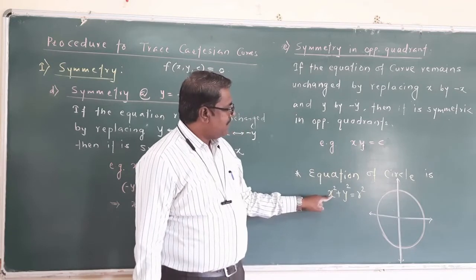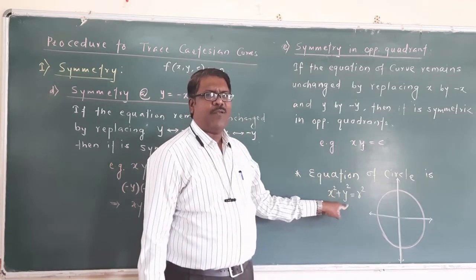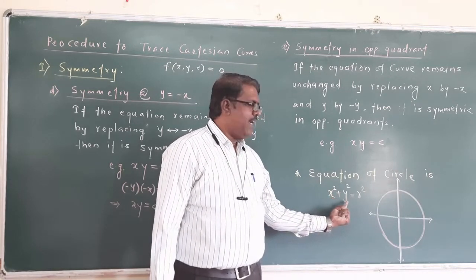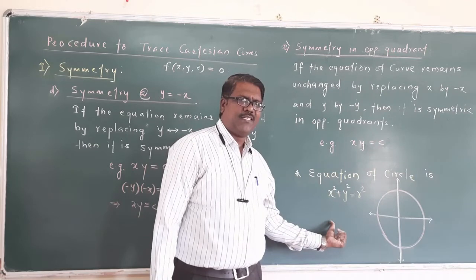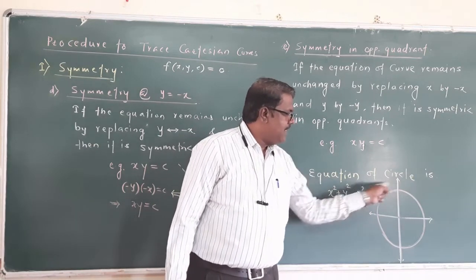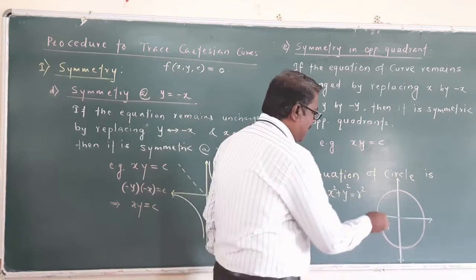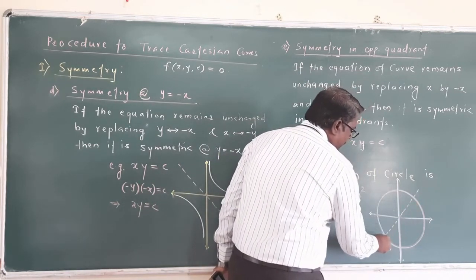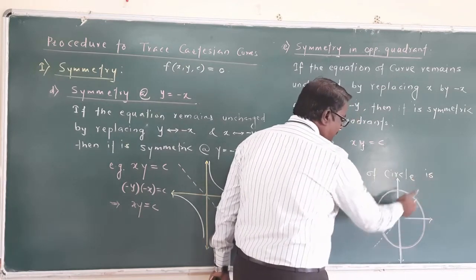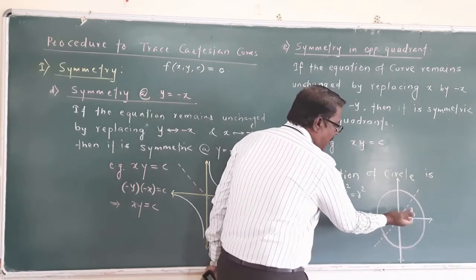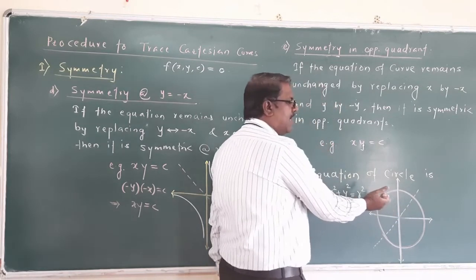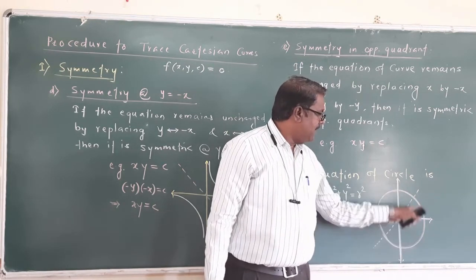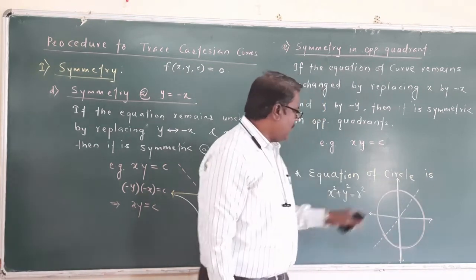If I replace x by y and y by x, that is the third point of symmetry. Again the equation remains as it is, therefore this circle is symmetric about the line y equal to x. See here, this circle is symmetric about this line also, because on this side 50% of the circle lies, and on the other side again 50% of the circle lies. Therefore this circle is symmetric about the line y equal to x.